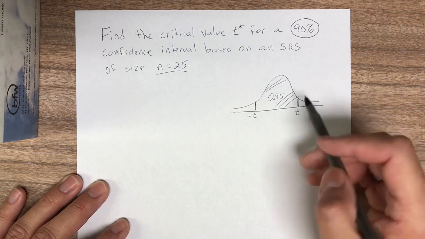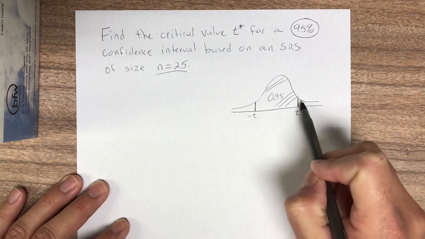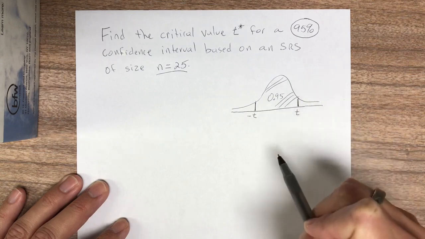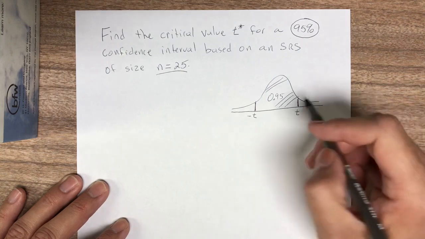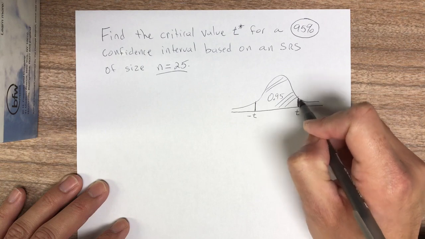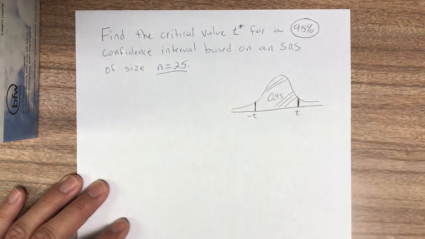So if you are able to find the area on the right side of this T value right here, that's what you are going to use in the calculator to find that value. And that's what we're looking for. We're looking for the critical value T star, which is this critical value right here. And you have another one over here when you construct a confidence interval.